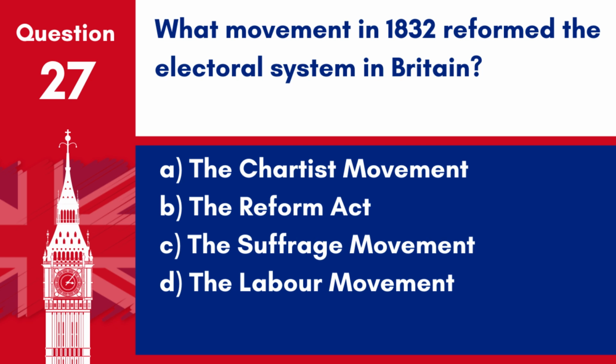What movement in 1832 reformed the electoral system in Britain? A. The Chartist movement. B. The Reform Act. C. The suffrage movement. D. The Labour movement. Answer. B. The Reform Act. The Reform Act of 1832 reformed the electoral system by increasing the electorate and reducing the power of the House of Lords.